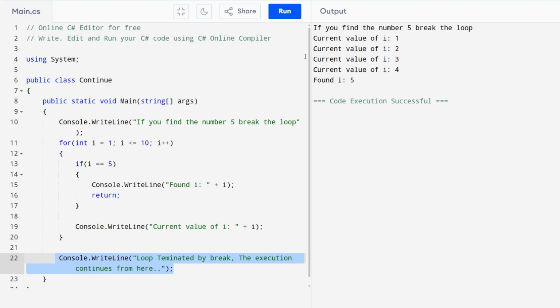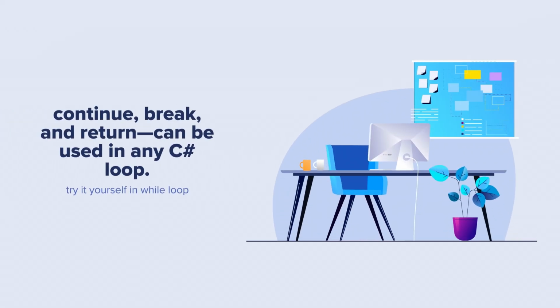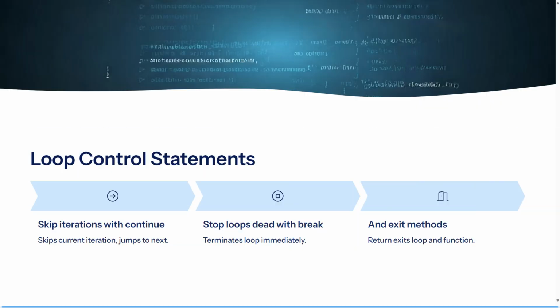All 3 control statements we covered, continue, break, and return, can be used in any C# loop. Now you know how to skip iterations with continue, stop loops with break, and exit methods with return. Keep practicing, and you'll master loop control in no time. In the next video, we'll dive into examples of nested loops.